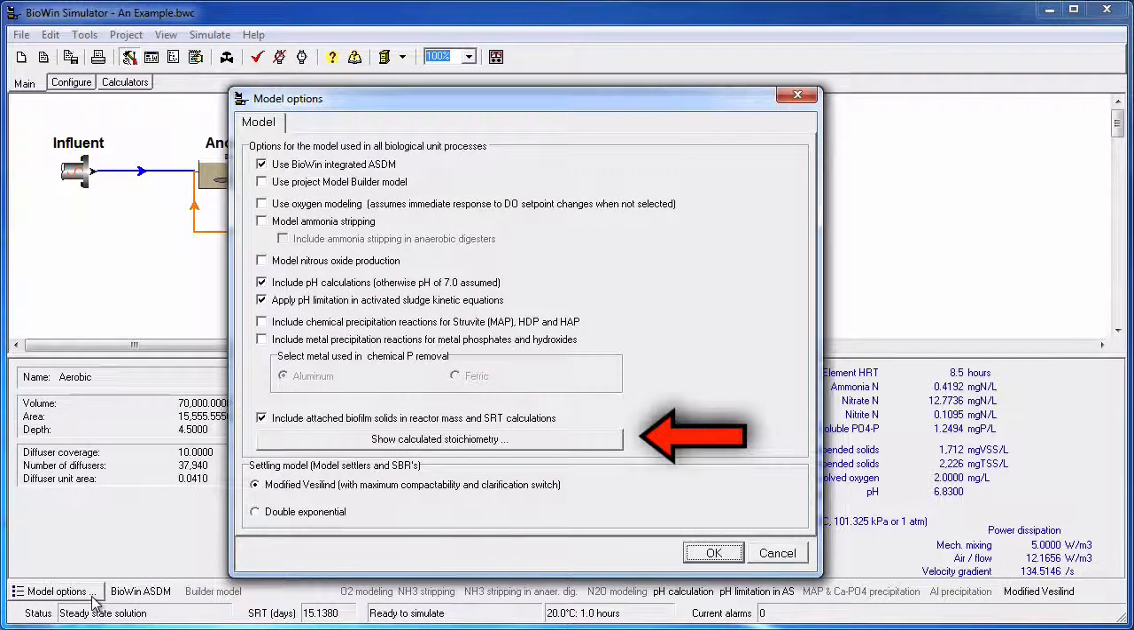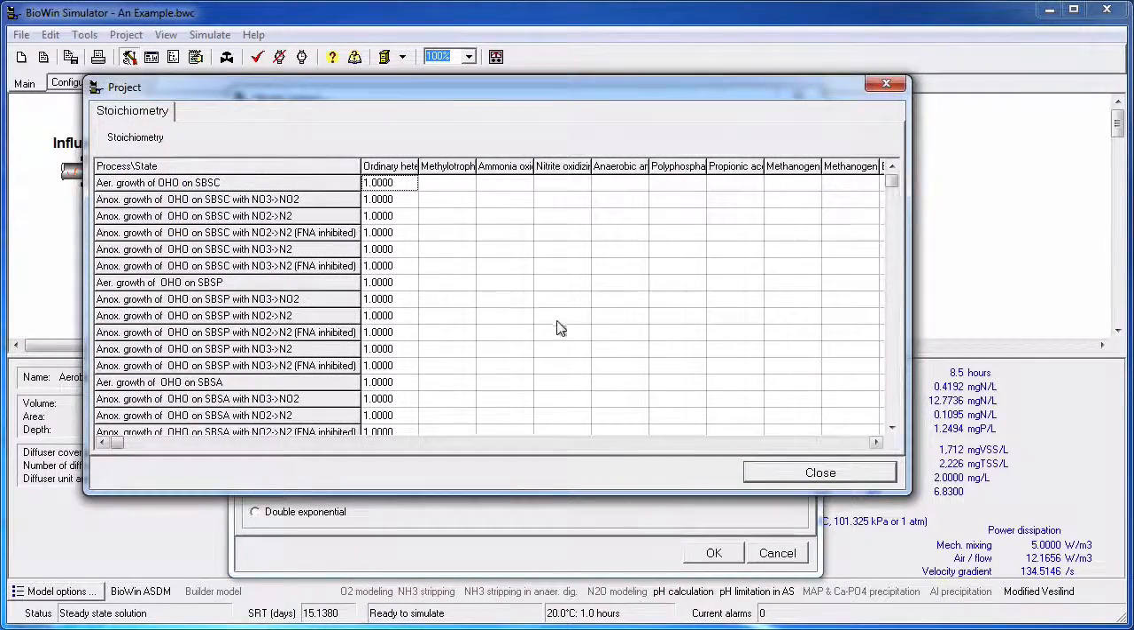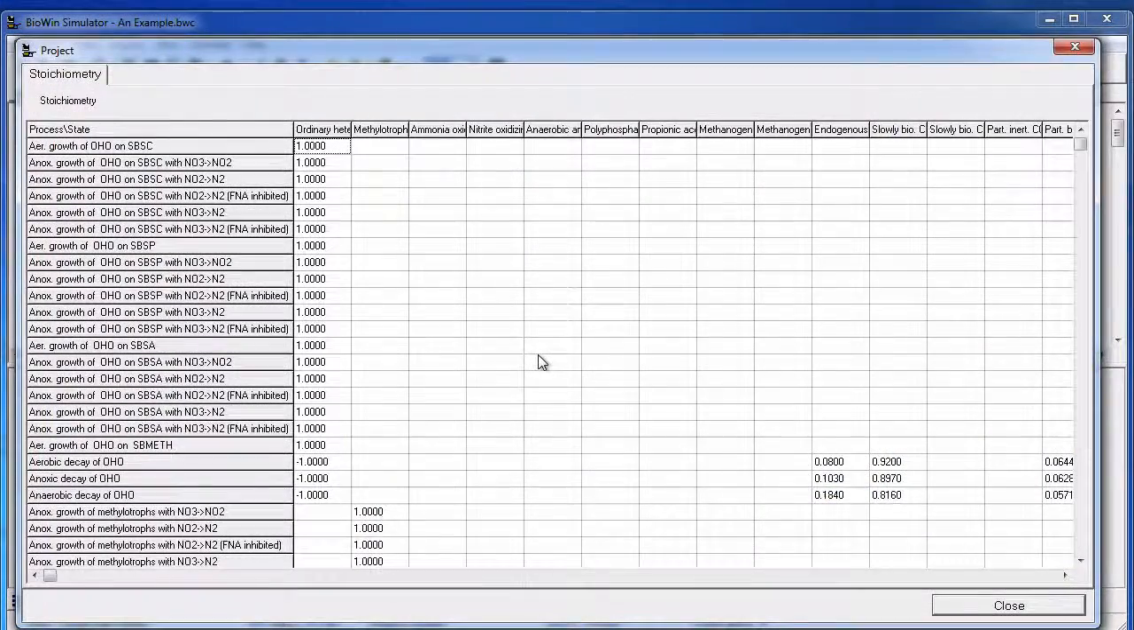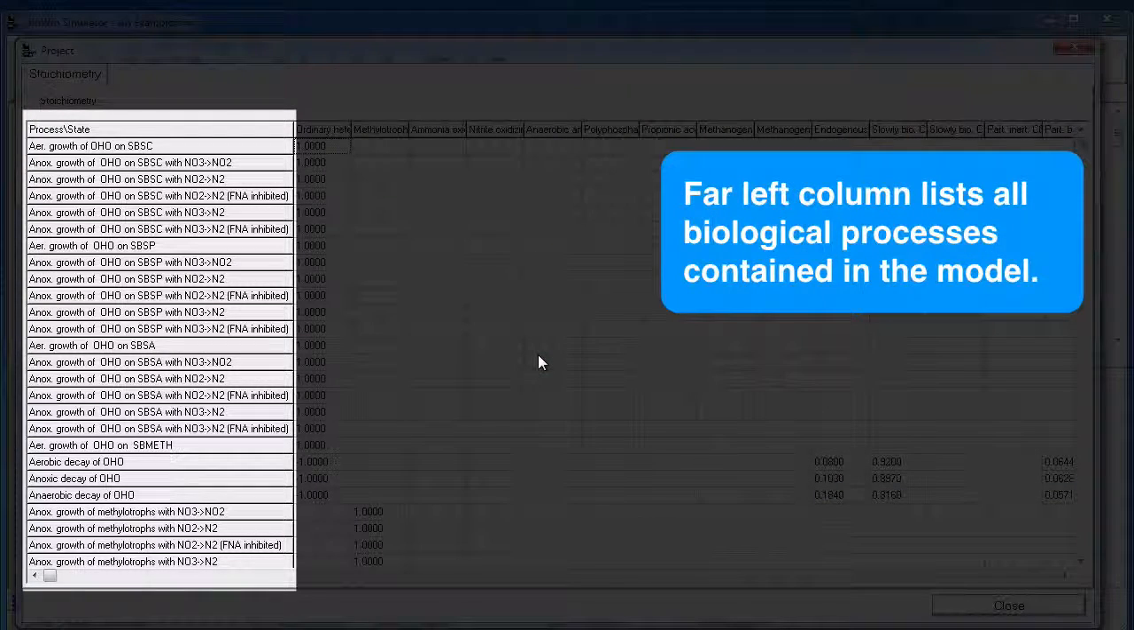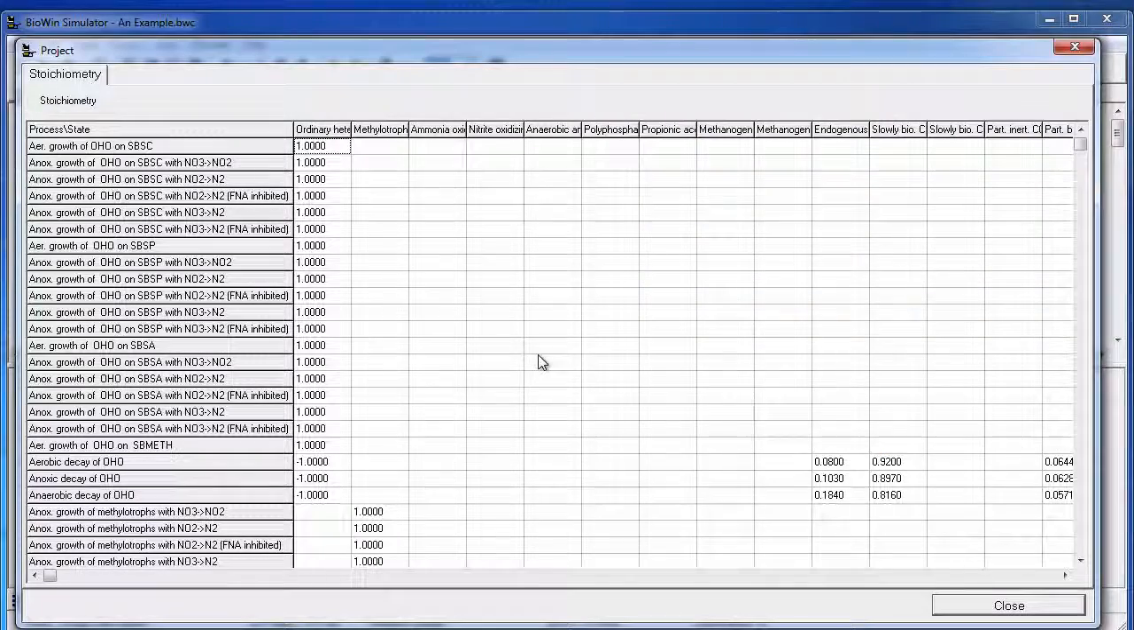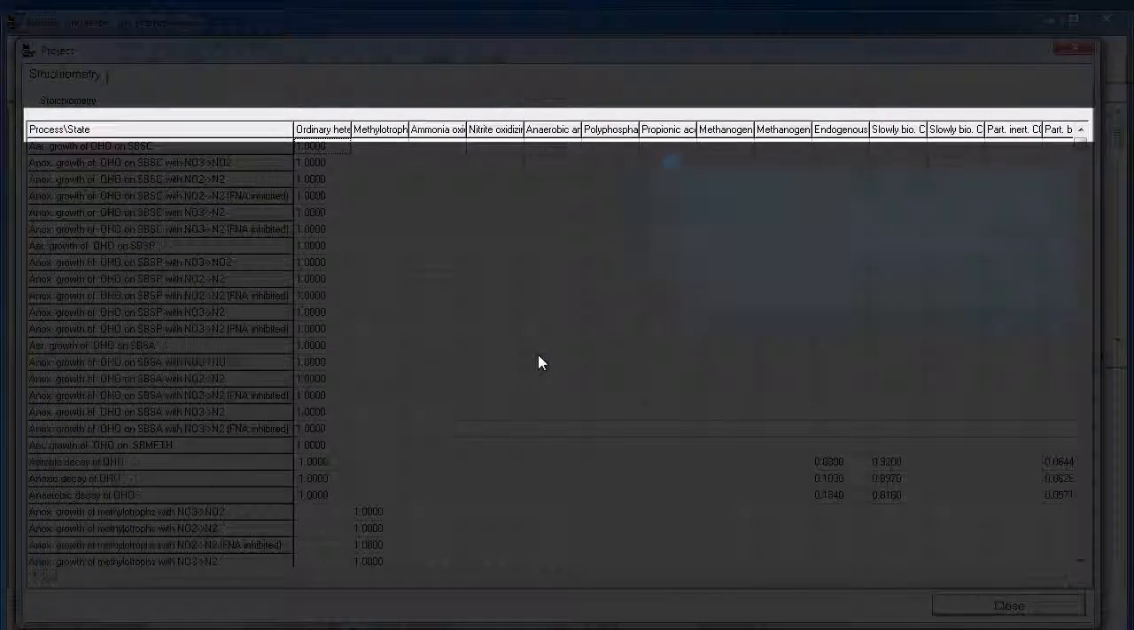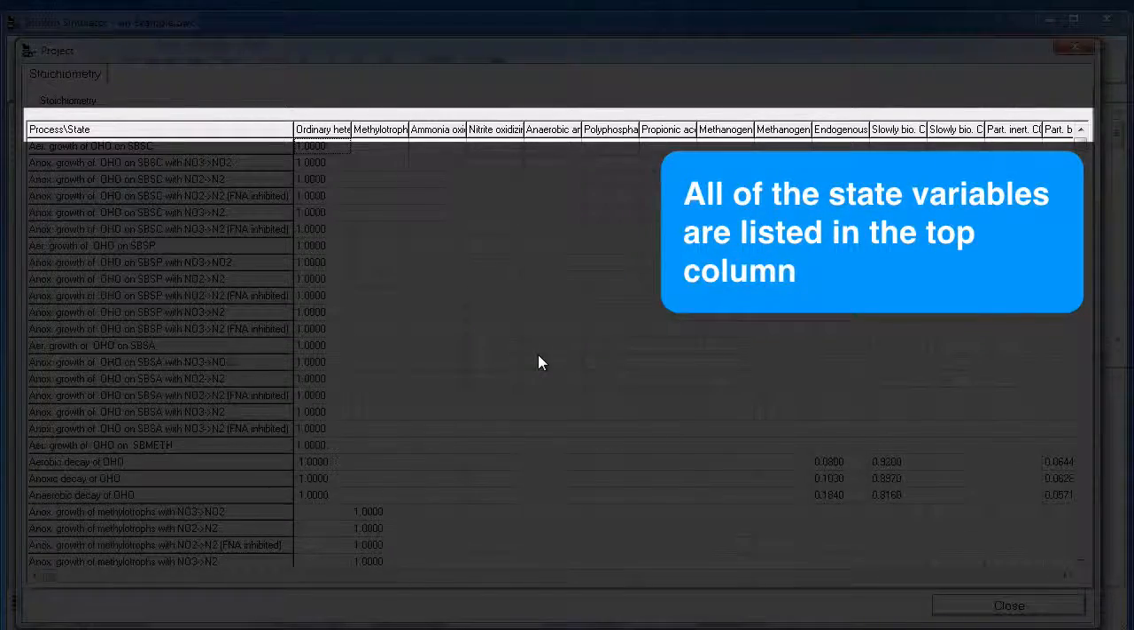Click the Show Calculated Stoichiometry button. This opens a window that shows the stoichiometry of the BioWin biological model that will be used at your current parameter values. The far left column contains all of the biological processes contained in the model. All of the state variables make up the columns along the top.